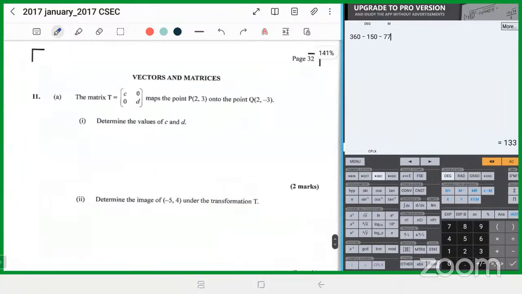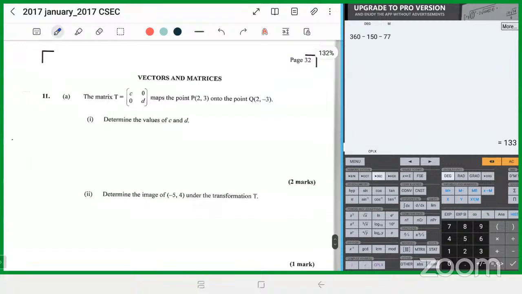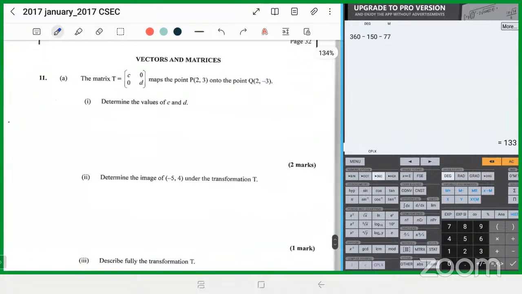This one. It says a matrix T, which is this one, maps this point onto this point. These are some easy values, but actually let's sketch it out. This point is 2, 3 up here, so 2, 3. P, this is 3. And Q is 2, negative 3. Down here. So you can see from this to this is a reflection over the x-axis.